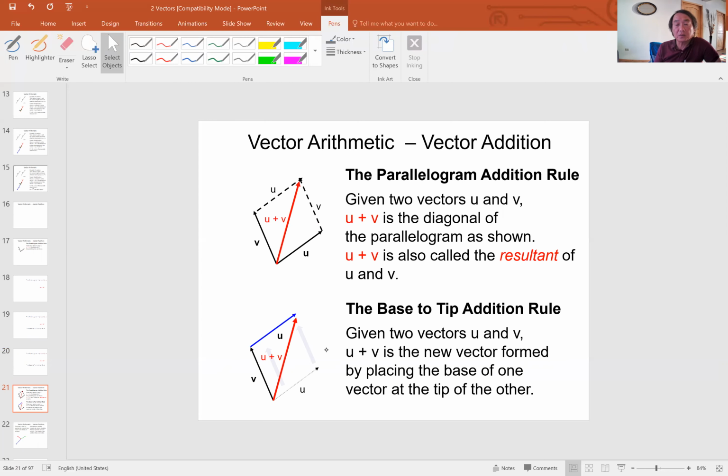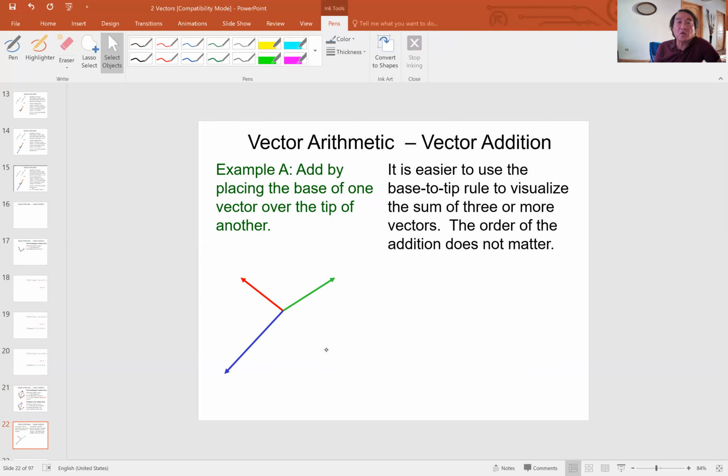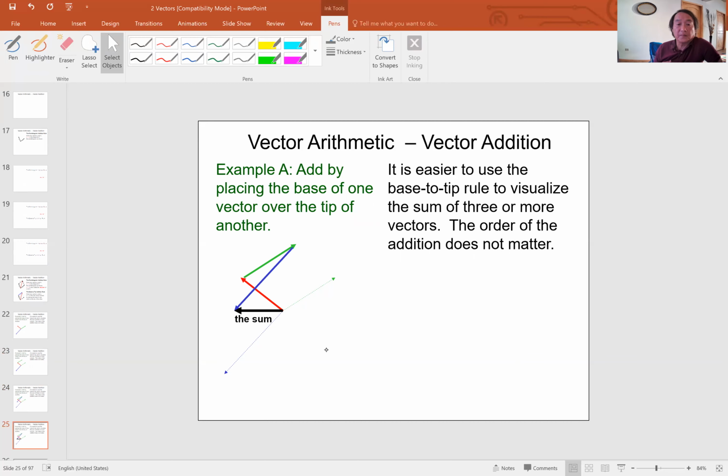I call it the base to tip addition rule. And this helps if I have more than two vectors. If I want to add these 3 vectors, it's easier for me to move the base to the tip of vectors, add, and then do that process again. Add the red and the green vectors first, then I put the blue vector base to tip, and the end result is the sum. It doesn't matter which one we move first, you always get the same sum. So the base to tip rule makes it very easy to see what the sum of a bunch of vectors is.